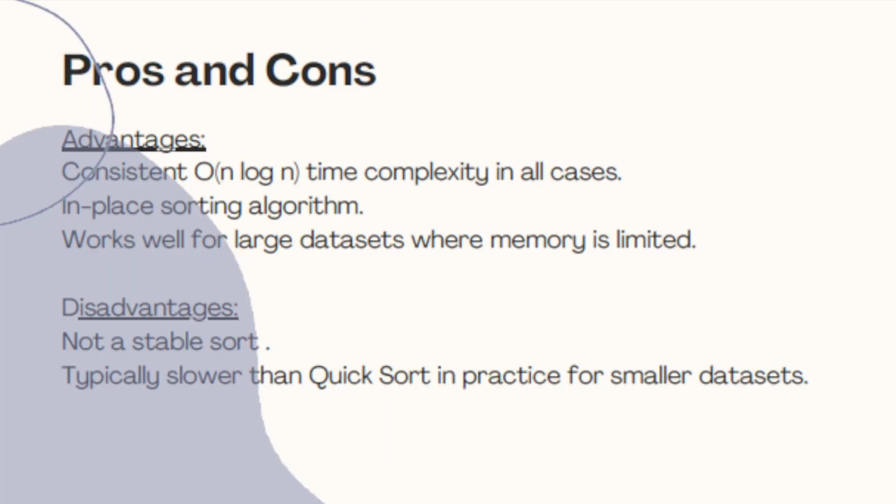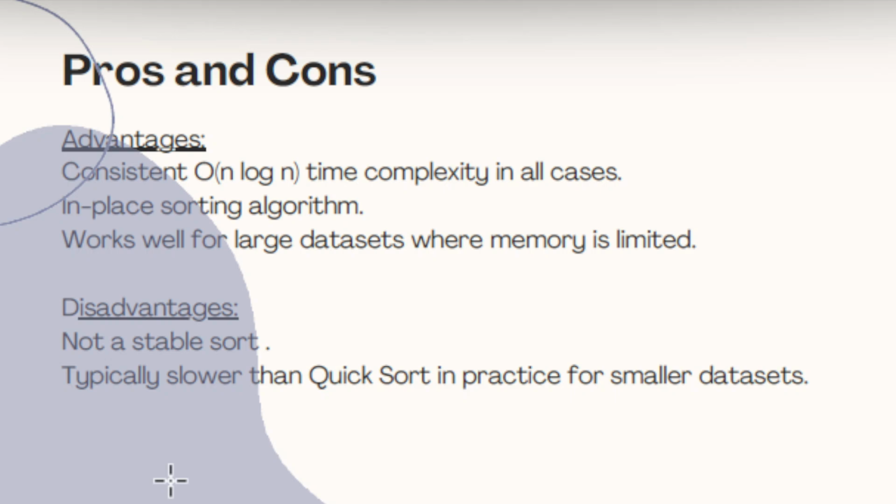Now see the advantages and disadvantages of heapsort. What are the advantages? It has a consistent O(n log n) time complexity in all cases. It is an in-place sorting algorithm and requires no extra memory. It works well for large datasets where memory is limited. What are the disadvantages? It is not a stable sort. It does not preserve the relative order of equal elements. It is typically slower than quicksort in practice for smaller datasets.